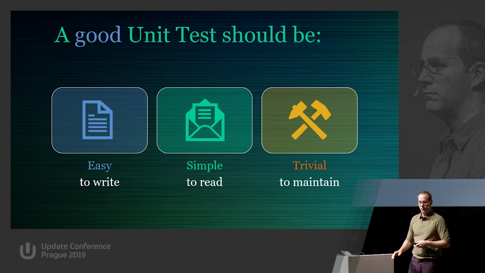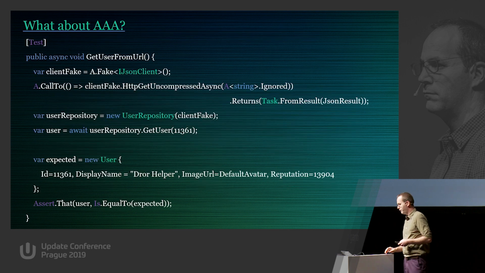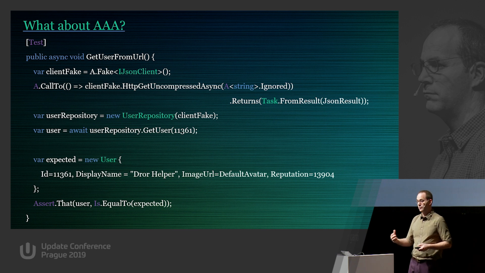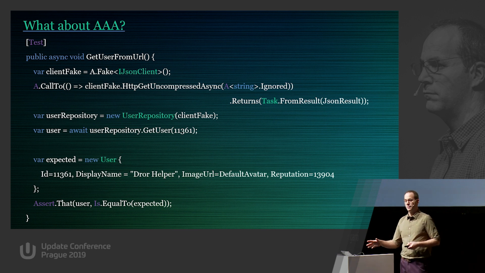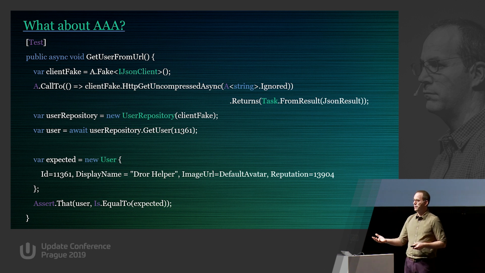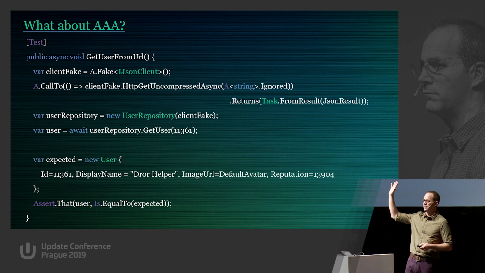So I do want all those three, and I want my tools to help me achieve those objectives. And unfortunately, there's no clear guideline or tool that will help me write good unit tests. That's up to me. There is one guideline. Most of you probably heard about the AAA. Who here ever heard about AAA, arrange, act, assert, right?